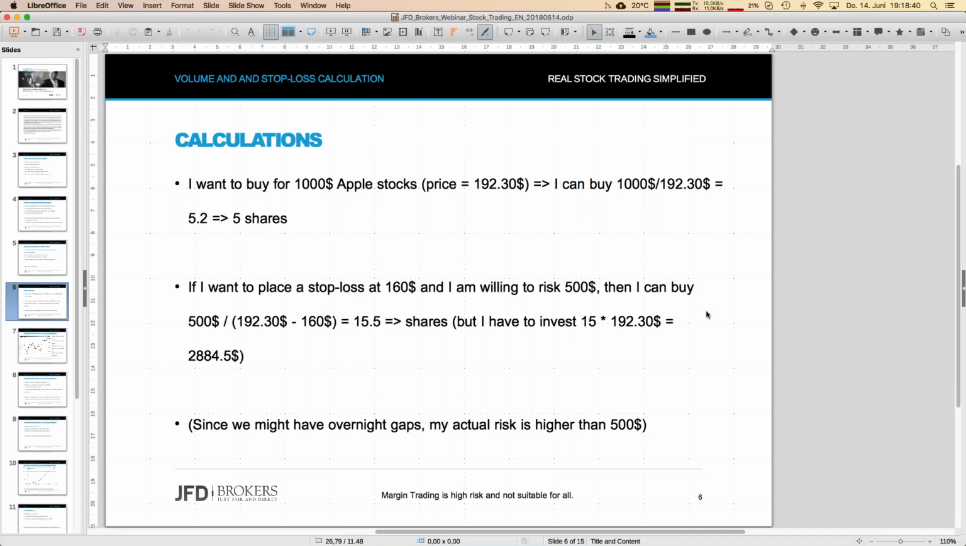Then I can buy a little bit more shares. The calculation is straightforward: 500 divided by 192 minus 160, and I can buy 15 shares. Well, that's nice. I can even buy more, and I'm still willing to risk $500. But the downside is still my investment sum. The money I block with those Apple stocks is close to $3,000 because I have to buy 15 shares. So the invested money is close to 3,000. My risk is $500 if I place my stop loss at 160. So that's the kind of calculation you do here. It's straightforward.